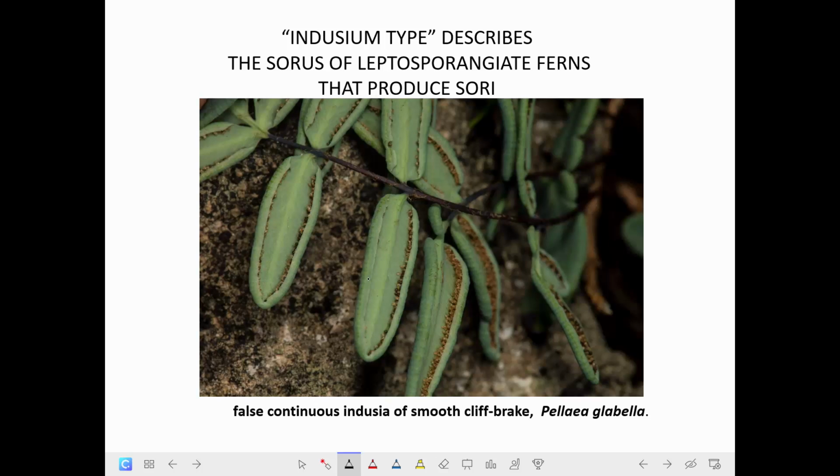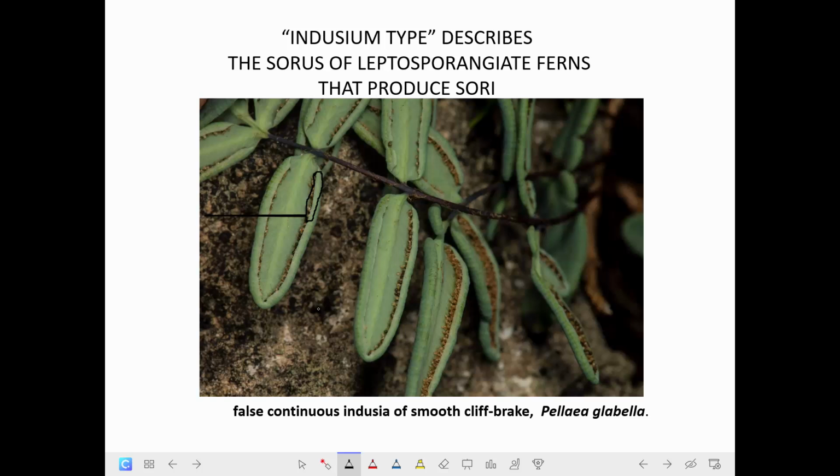Another type of indusium is called a false indusium. So rather than being a separate flap of tissue on the blade of the leaf that covers the sori when they're developing, it is a situation where the sori develop very close to the margin of the leaf. And these photos are showing the undersurface of the fern, and the margin of the leaf is curled under and folds on top of the developing sori and sort of acts like an indusium. It's a false indusium because it's not a separate flap of tissue, but it's the margin of the leaf.